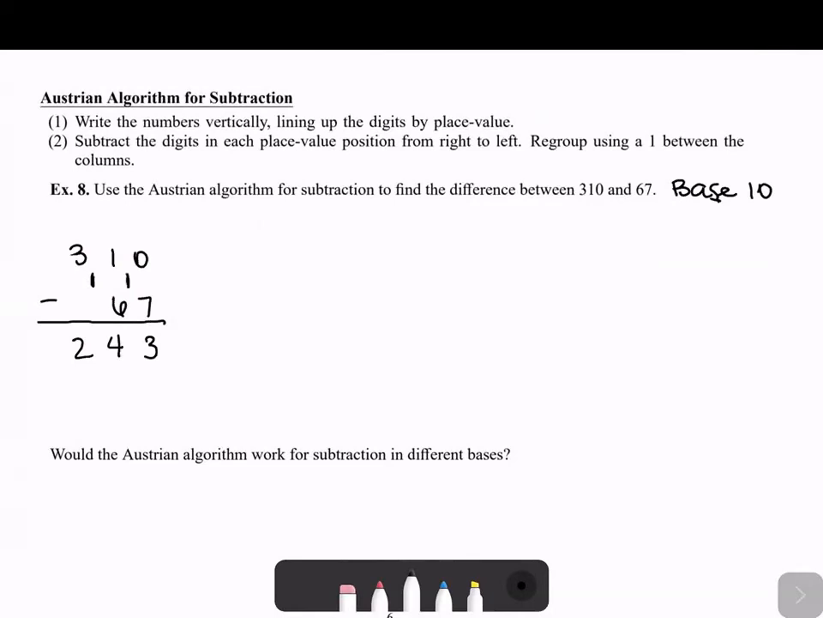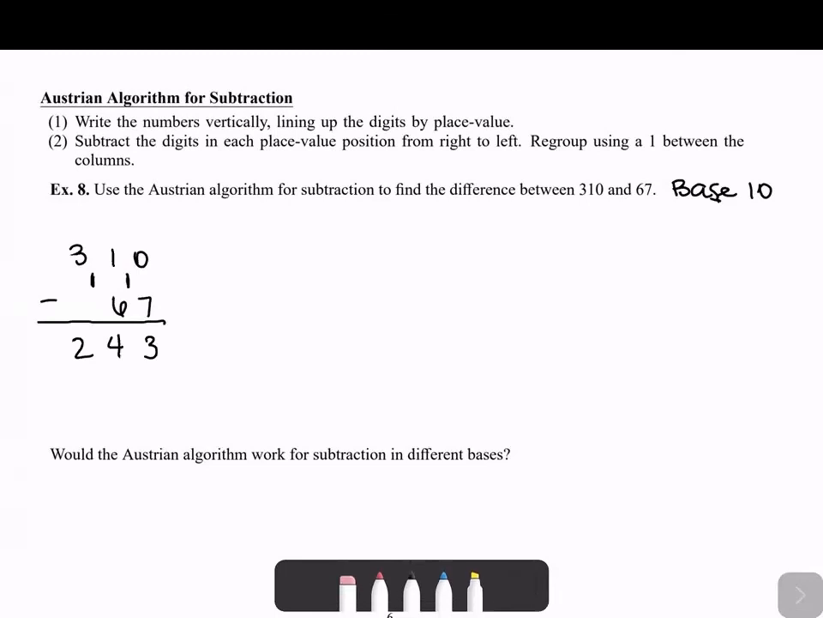So this is a little bit confusing just because we regroup things, right? We have 10 minus 7, and then we have 11 minus 1 minus 6, and then 3 minus 1. It's a little bit confusing if you haven't seen it before, but just keep in mind that this is how we do it.